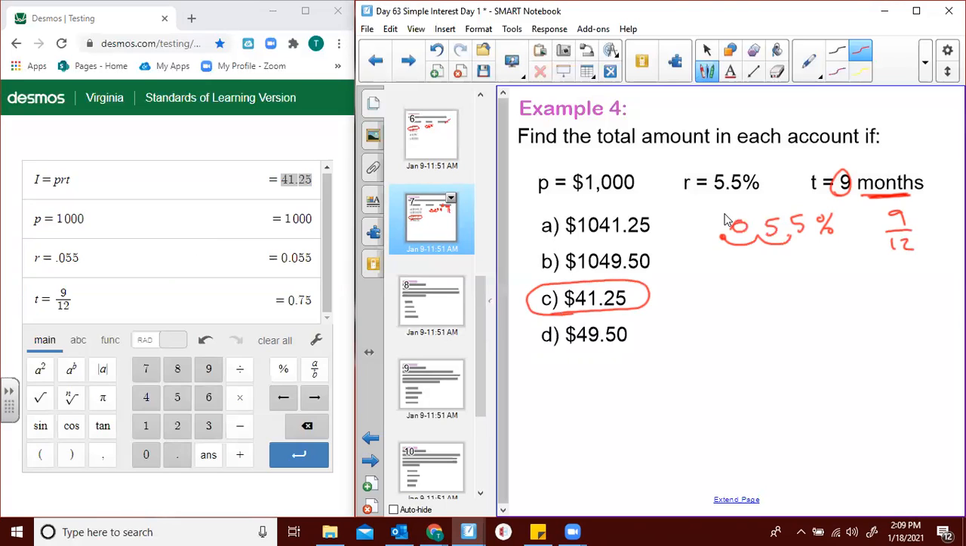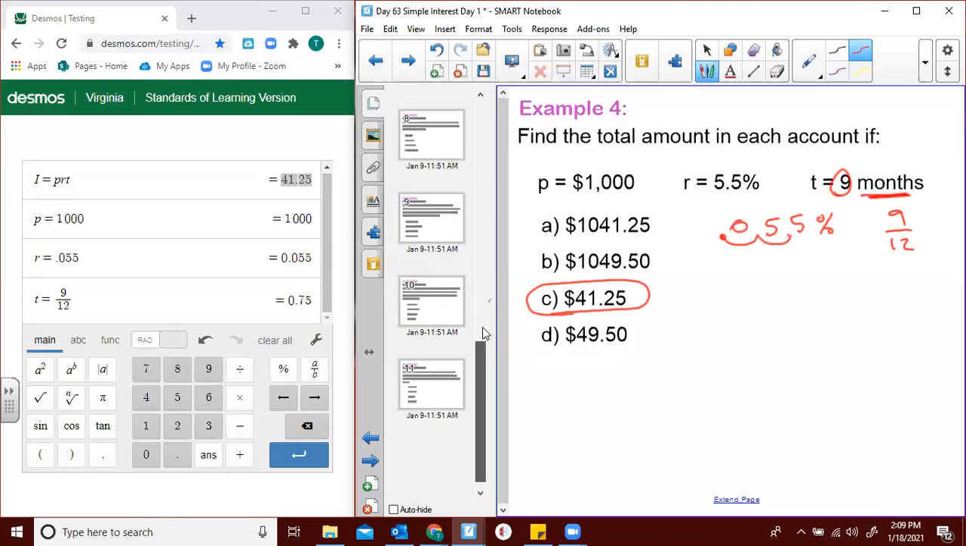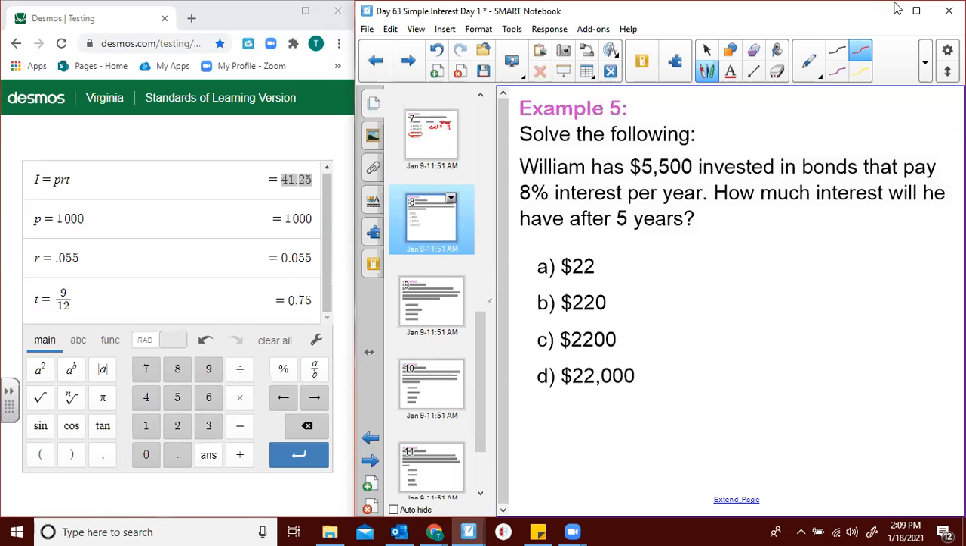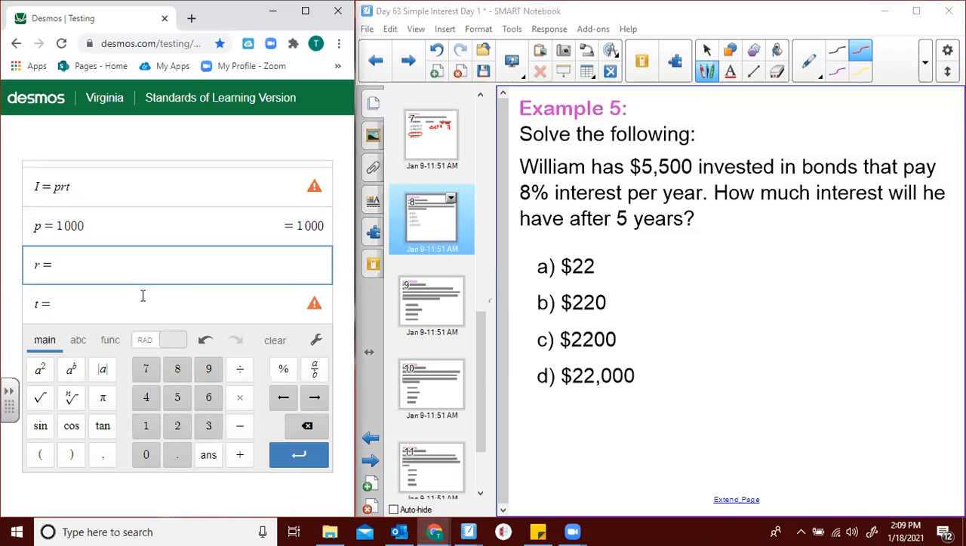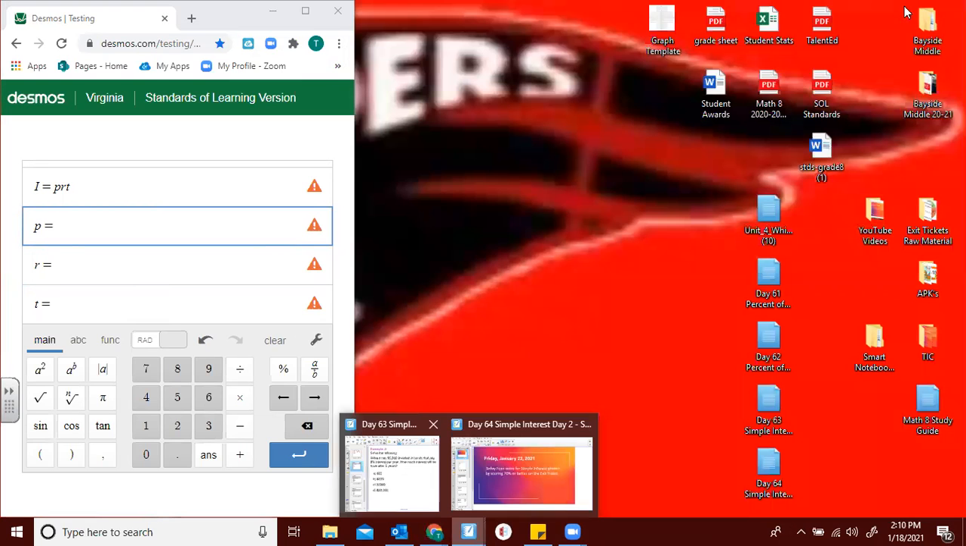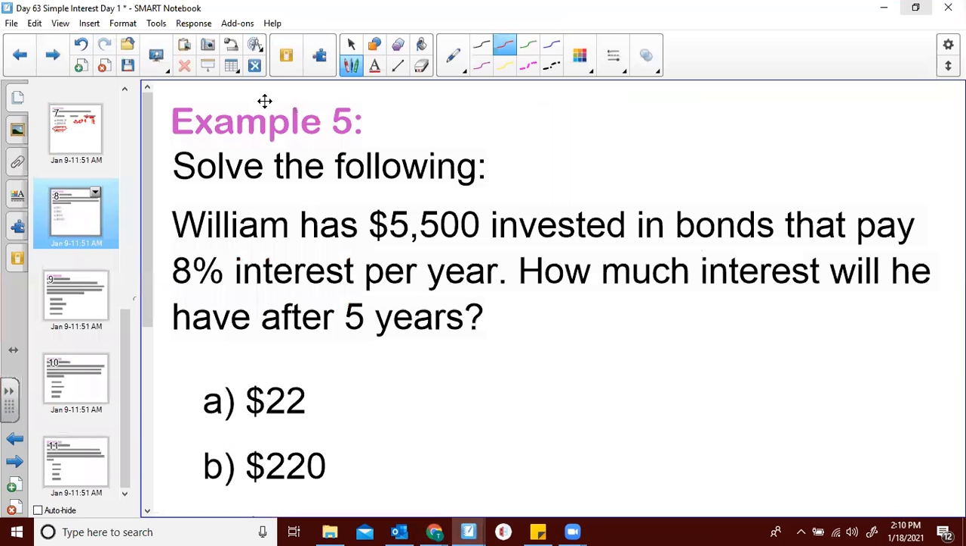All right, so using Desmos, if you get a problem like this, no problem, just plug it in, you're good to go. All right, let's try. I'm going to keep my formula in Desmos and get rid of my numbers here. Now we're looking at word problems, okay?